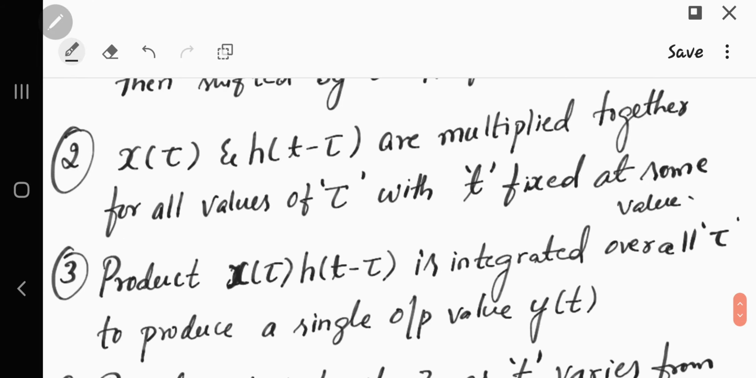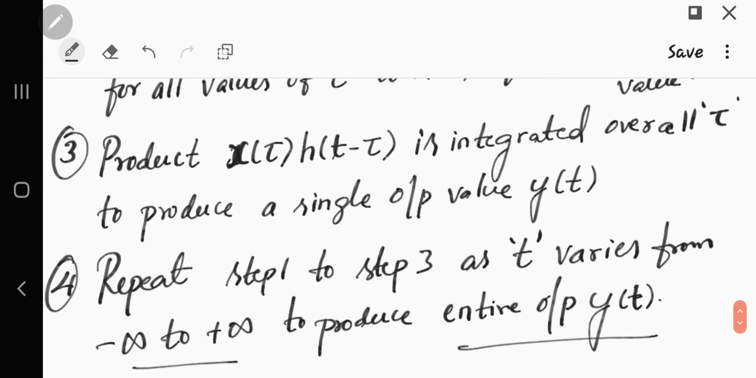In the next video we'll take some problems on convolution integral. Hope you have understood the steps that we have taken for solving with all the properties of convolution integral: commutative, associative, and distributive properties. If you have any queries, do reply or comment in the video.